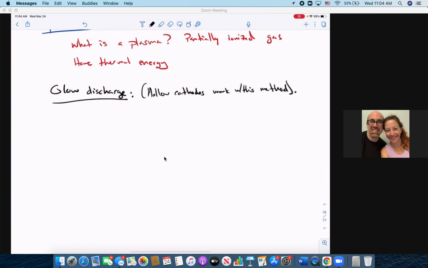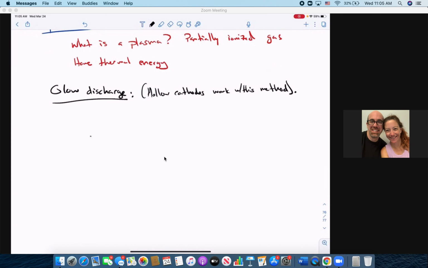So we already have some familiarity with hollow cathodes, right? Ionized gas. Those ions slam into a cathode and then sputter off atoms of the cathode material, some of which are excited and emit light, correct? Okay. We can do that in a hollow cathode lamp, or we can do it with other samples.